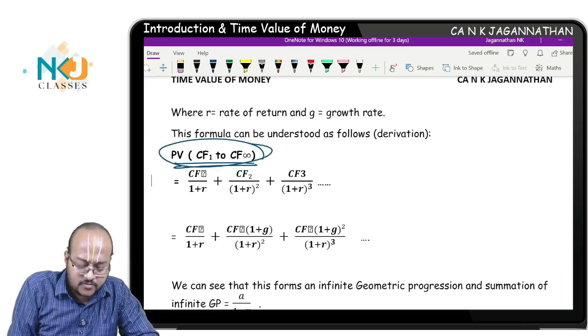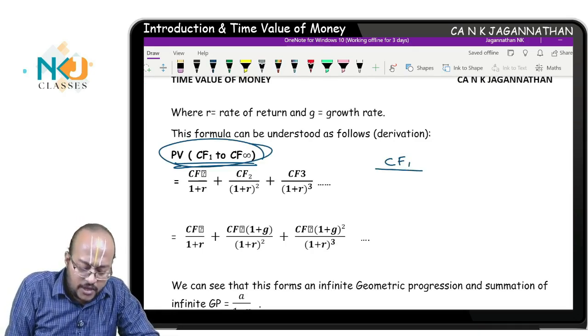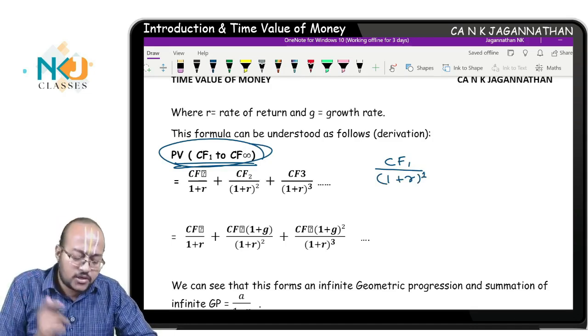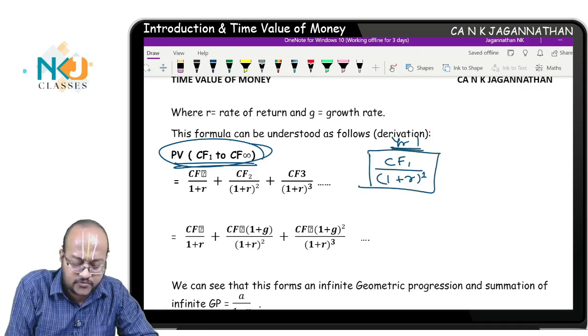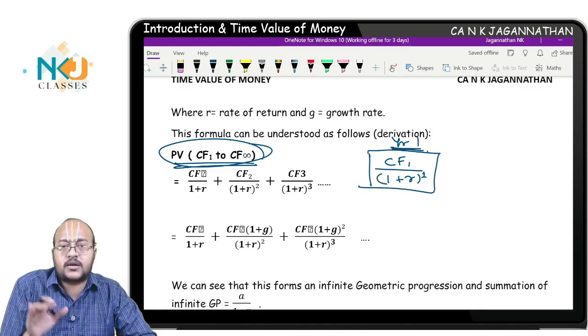So what is that? Very simple. First year you are going to receive cash flow 1, correct? How to discount it? 1 divided by 1 plus r raised to the power n. First year, 1 plus r raised to the power 1. So the present value of first year cash flow, agreed? If you discount and bring it to present value term, how to find it? Cash flow 1 divided by 1 plus r raised to the power 1.